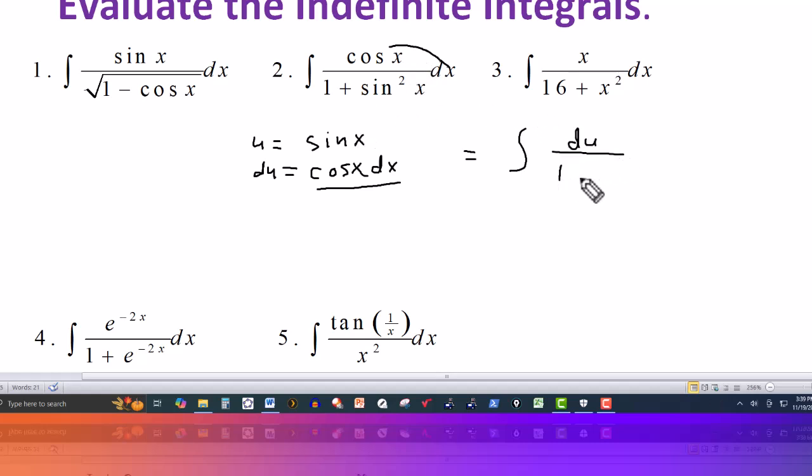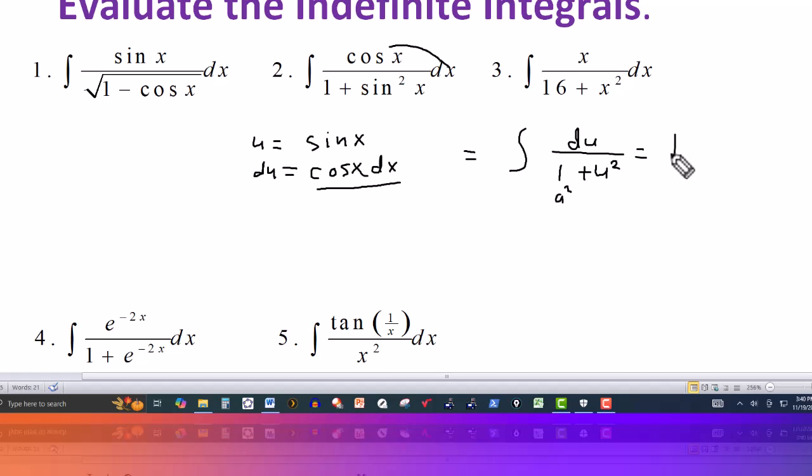And then it's 1 plus sine of x, which is u, and it's squared, so this would be u squared here. This is just the formula that leads to the arctangent of u. So I could put an a squared right here. And the formula is the integral of du over a squared plus u squared is equal to 1 over a. In our case, a is 1. So it'd be 1 over 1. It's just going to be 1.